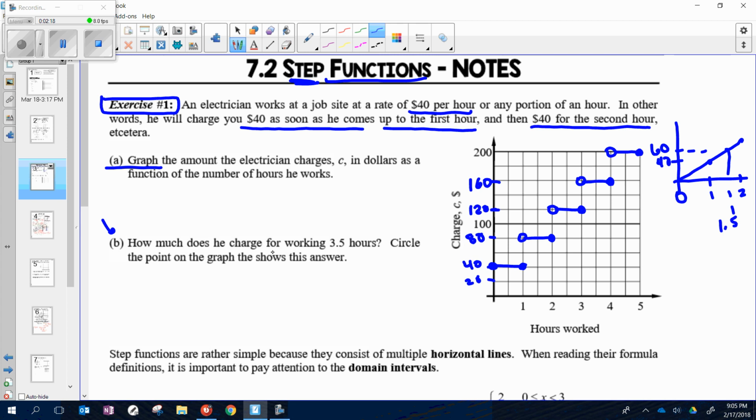Part B, how much does he charge for working 3.5 hours? We want you to circle the point on the graph that shows this answer. So I'm going to go to my graph. Remember, hours is on the x-axis. 3.5 would be right here. And if you go up to the function, it looks like for 3.5 hours, you would be paying $160. So that's the point (3.5, 160).